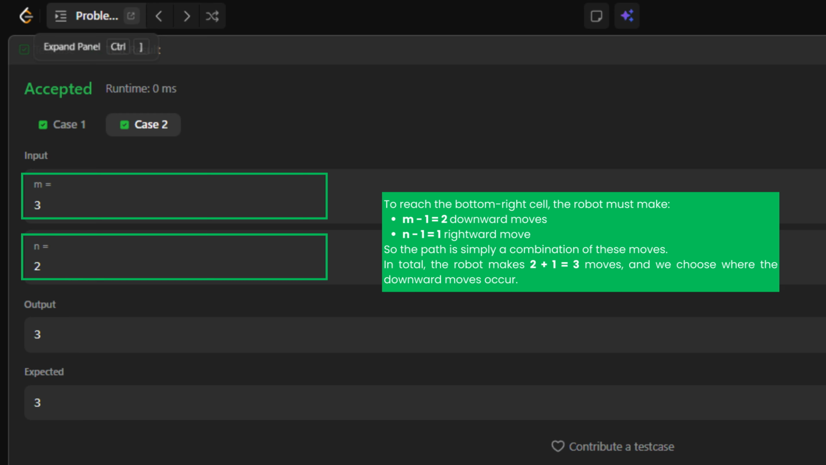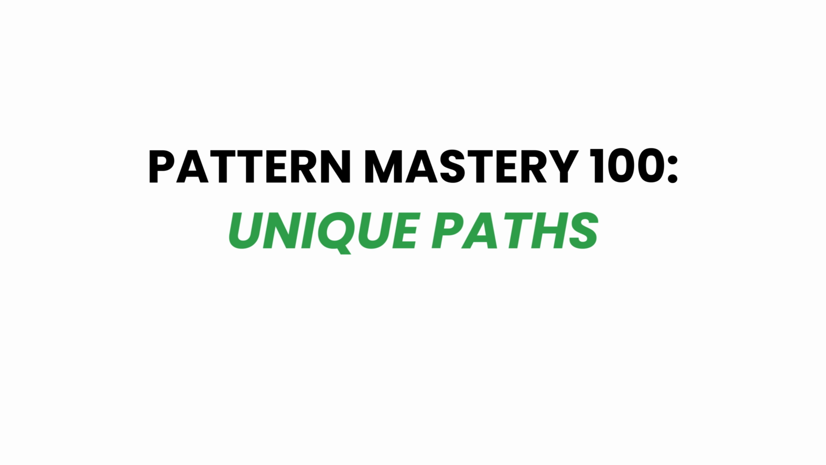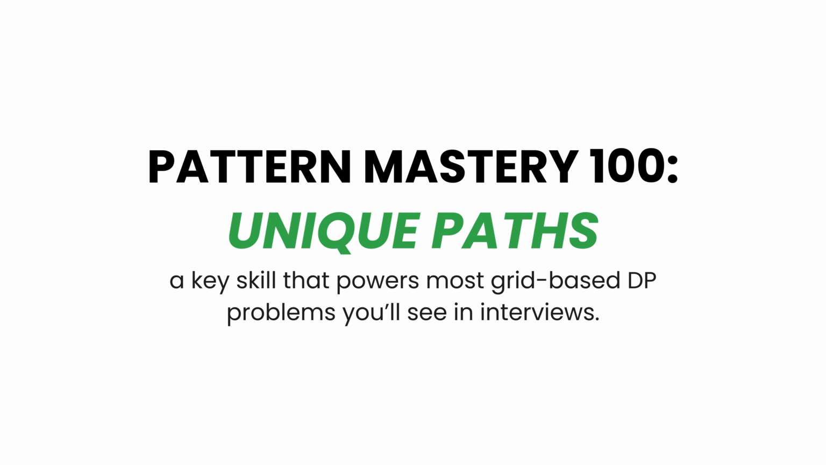Wrap up. So, our implementation is correct. The algorithm successfully uses combinations to calculate the number of unique grid paths: efficient, accurate, and reliable. Unique paths: let's do a recap. So, we've just solved one of the most foundational dynamic programming challenges, unique paths. This problem isn't just about counting routes in a grid, it's about understanding how small decisions stack up into bigger patterns, a key skill that powers most grid-based DP problems you'll see in interviews.